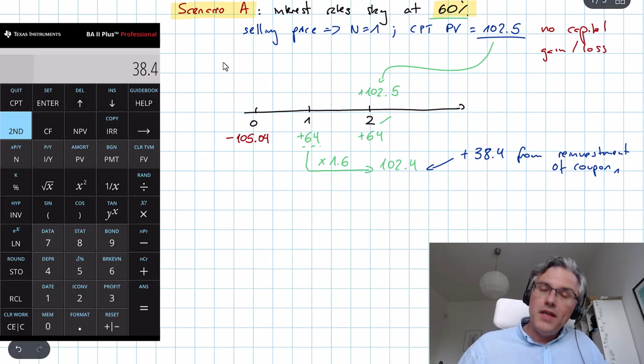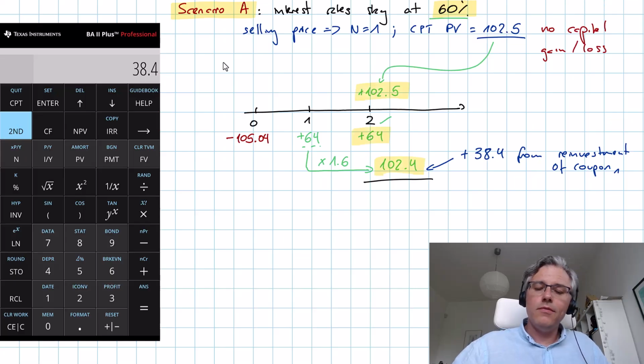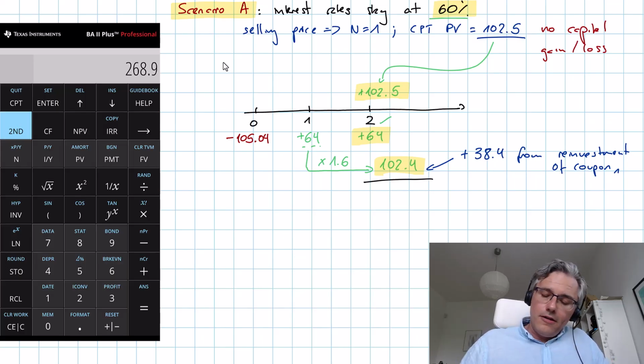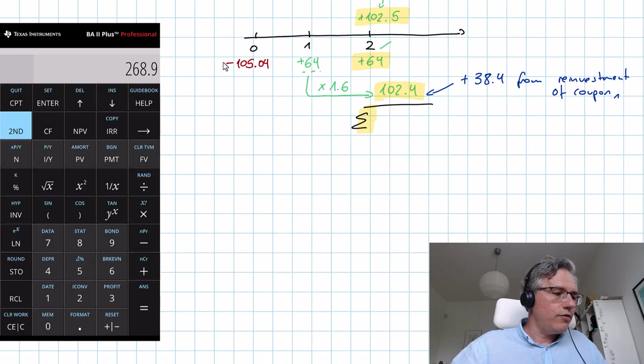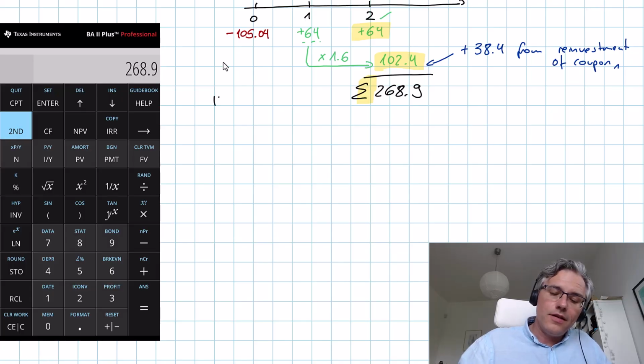Good. What we care about is the horizon yield. Typically, this is what we did in the previous video. So I'm now going to simply sum all these items. We've got 102.5 at the top, that's the selling price. The year 2 coupon, which doesn't have any time to be reinvested, and 102.4, to give us a total down here equal to 268.9.